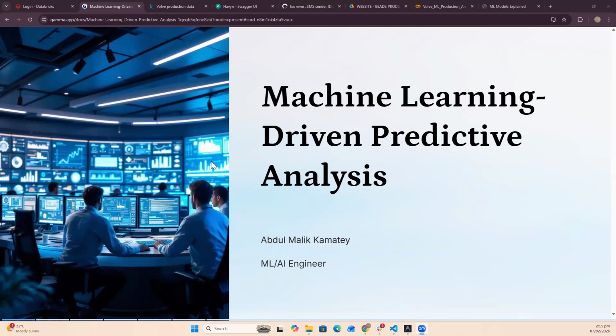Today we are going to look at something fascinating, which is machine learning driven predictive analysis. Currently, everyone is talking about AI, machine learning, and how best they can integrate AI into their workflow so they attain the best productivity. And what we have to understand is that machine learning exists because of data.